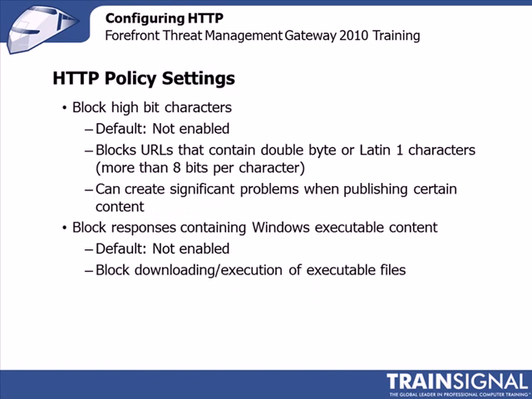If you select the block high bit characters option, which is not enabled by default, this is going to block URLs that contain what are known as double byte or Latin 1 characters. In other words, characters that use more than 8 bits per character. In the ASCII character set, each character uses 8 bits, or 1 byte. However, choosing this option can create significant problems when you're publishing certain kinds of content. So have a darn good reason before you decide to choose this item, because if you select it, you could create some problems for yourself if you're publishing certain content from your threat management gateway system.